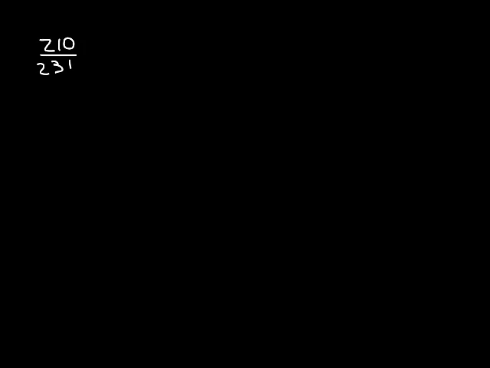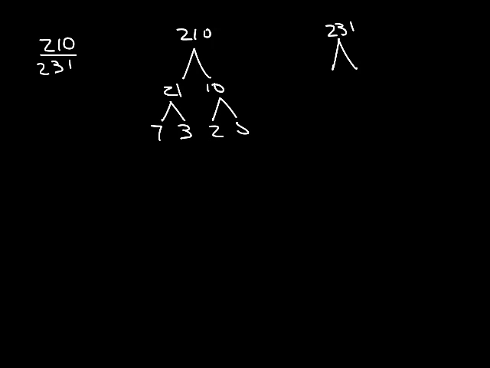So what we're going to do is take the prime factors of 210 and the prime factors of 231, and this is where calculators come in handy. You find two numbers multiplied together that give you 210. 21 and 10. Are either one of those prime? No. 7 and 3 and 2 and 5. Are any of those prime? Yes, they're all prime, so I'm going to do that and be done.